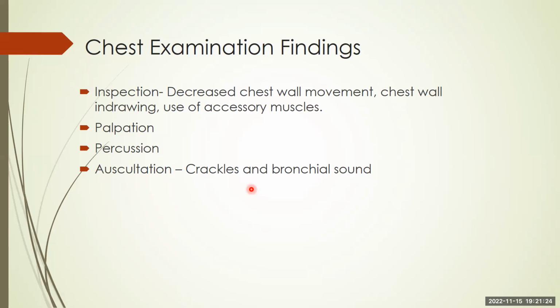Okay, and on inspection, there can also be use of accessory muscles. In pediatrics, you can see head nodding because of the sternocleidomastoid muscle that is used. And palpation and percussion are mostly normal in children. It's very hard to elicit findings in a pediatric population. And on auscultation, you can hear crackles and bronchial sounds.